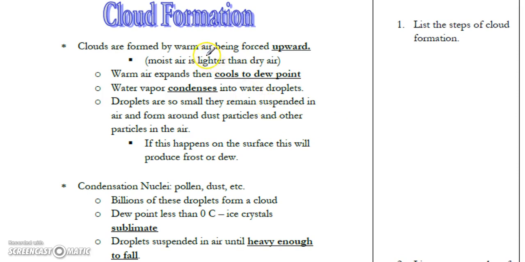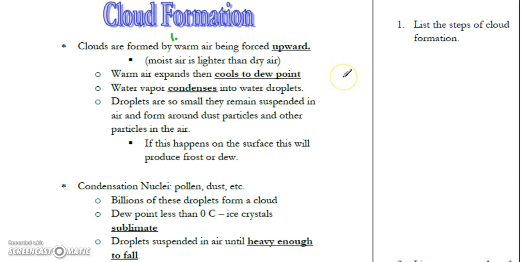Clouds are formed by warm air being forced upward. This is step one. We know that warm air is going to rise because it's less dense. So warm air will be forced upward. Moist air, remember, is lighter than dry air, so most of this warm air will probably have some moisture in it because these two things go together.